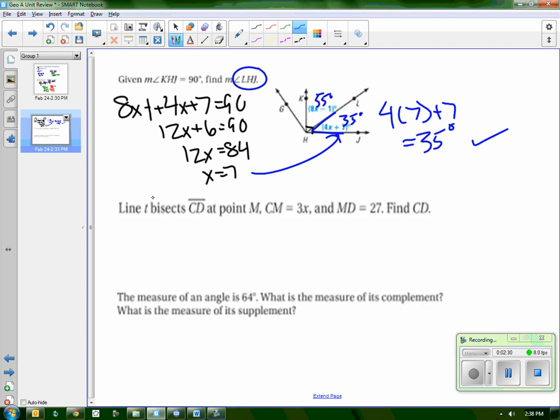Line T bisects CD. So I'll call this segment CD, and we're bisecting. It doesn't say anything about perpendicular, so that's a bisector. Bisects means it goes to the midpoint, so those two segments are congruent. CM is 3x, and MD is 27. Wait a second. If this is 27, then this is 27. I don't even care what x is. This whole thing would be 27 plus 27. CD would be 54. I'm done. X is 9, sure, but it doesn't matter.